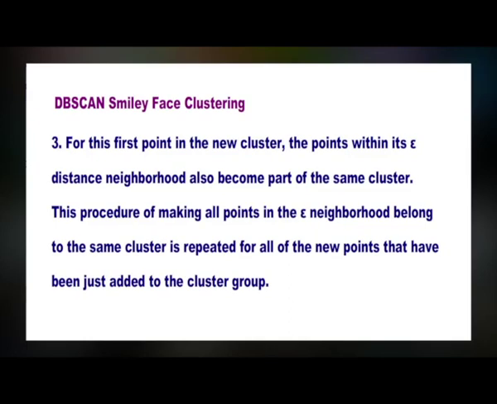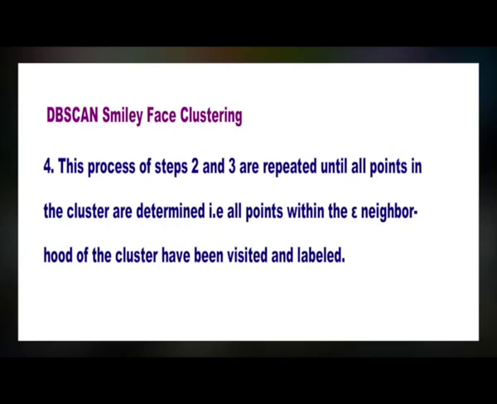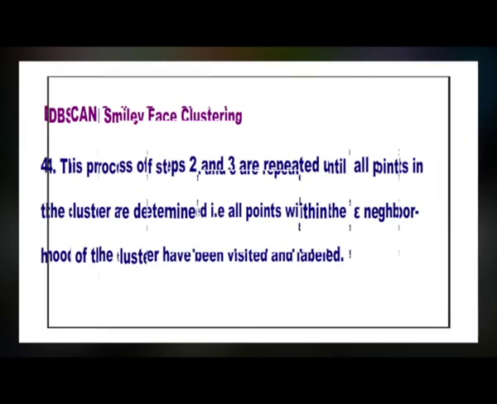For this first point in the new cluster, the points within its epsilon distance neighborhood also become part of the same cluster. This procedure of making all points in the epsilon neighborhood belong to the same cluster is repeated for all the new points that have just been added to the cluster group. This process of steps 2 and 3 is repeated until all the points in the cluster are determined, that is, all points within the epsilon neighborhood of the cluster have been visited and labeled.